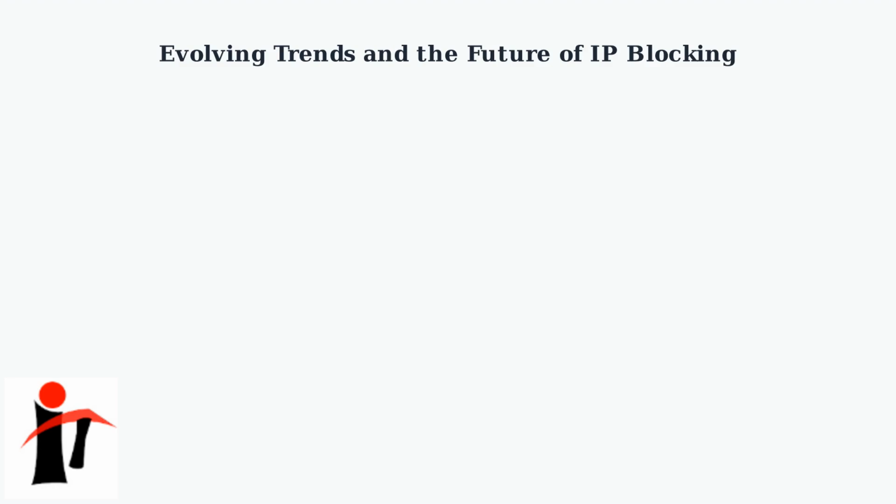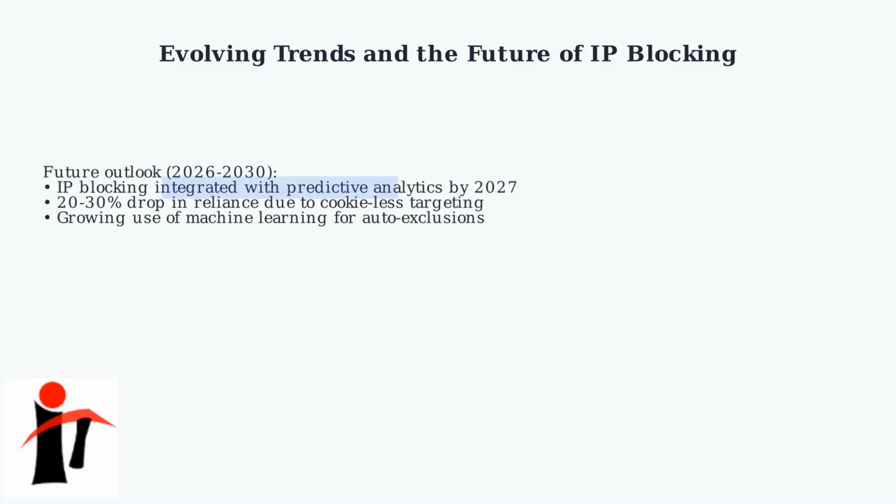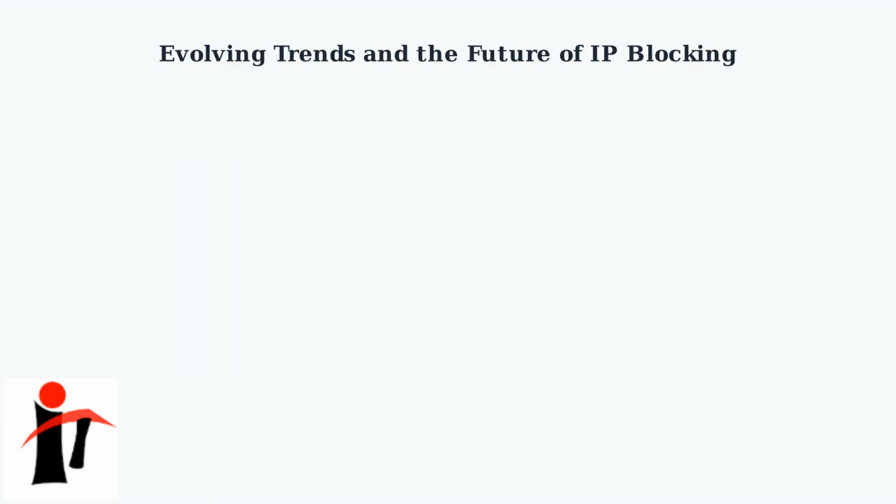Looking ahead, IP blocking will evolve with privacy technologies. Experts predict integration with predictive analytics by 2027, where machine learning could auto-exclude risky IPs based on historical data. However, effectiveness may decline 20 to 30% by 2030 as cookieless targeting becomes standard.